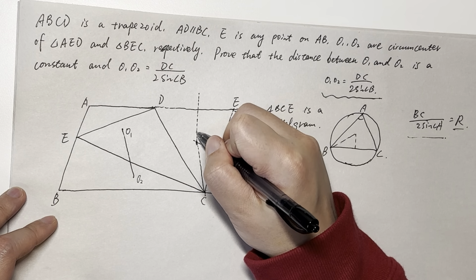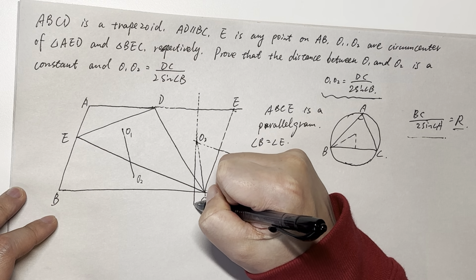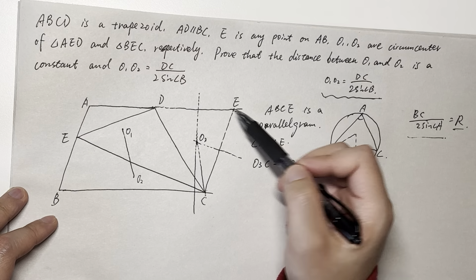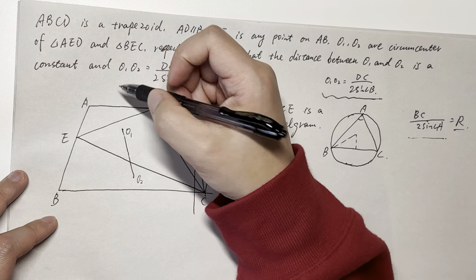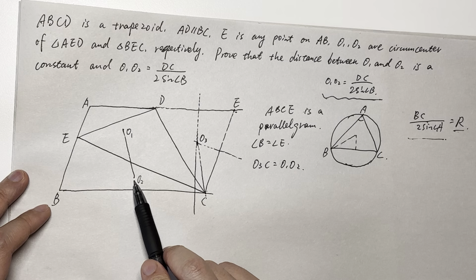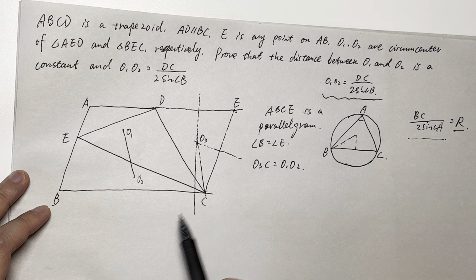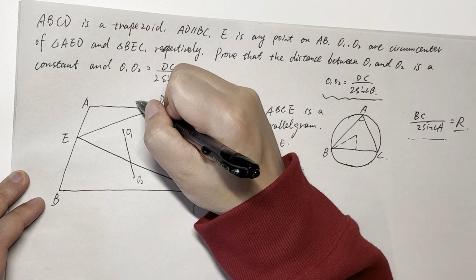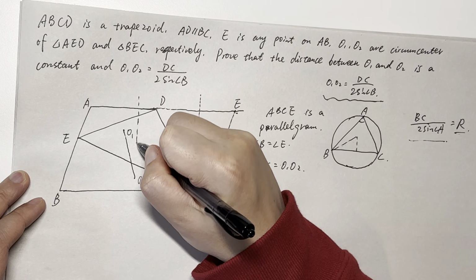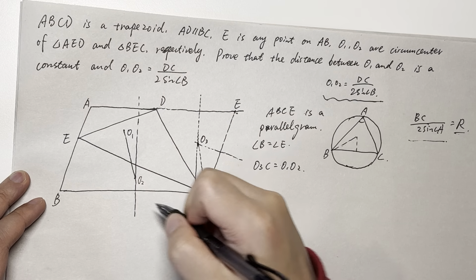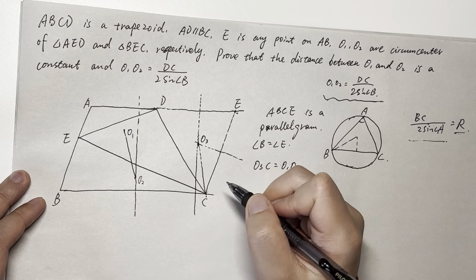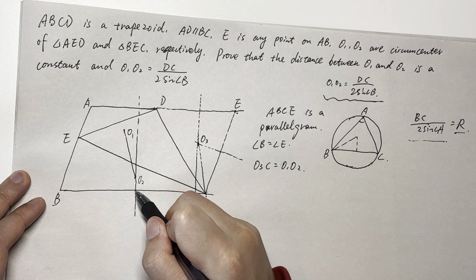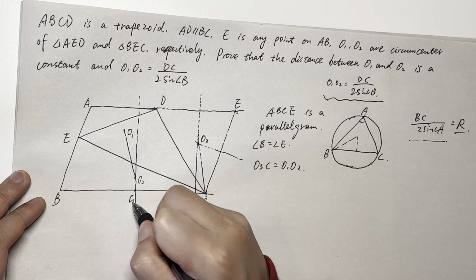Okay, now we extend this perpendicular bisector of segment DE. We also consider how we can get O2: we draw the perpendicular bisector line of segment BC. So, right, and let's call this point F, and this point G.